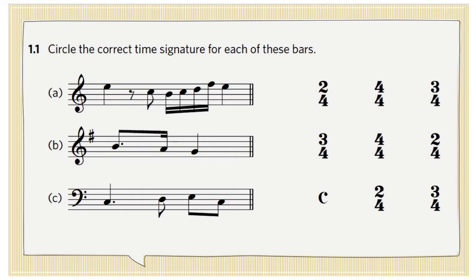Over here, question 1.1 reads, circle the correct time signature for each of these bars. Now, in the online exam, you're not required to circle. You can just click and choose which is the answer. So we will just focus on the keyword over here. In this question, the keyword is time signature.